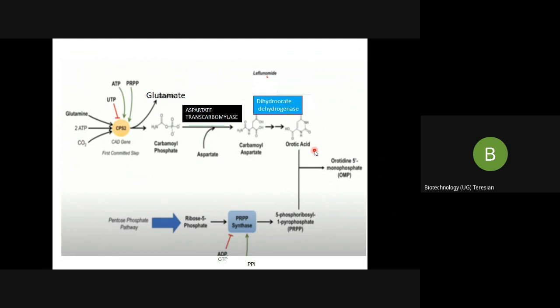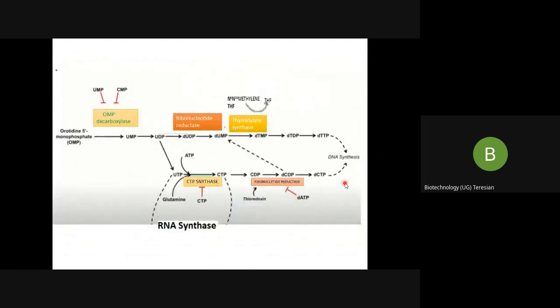Simultaneously, you can see that the pentose phosphate pathway, which occurs in your body, produces ribose 5-phosphate, which is converted into 5-phosphoribosyl 1-pyrophosphate. In short, it is termed PRPP, in the presence of the enzyme PRPP synthase. The PRPP then combines with orotic acid to form orotidine 5' monophosphate, which is known as OMP. The OMP is then converted to uridine monophosphate in the presence of OMP decarboxylase with the removal of carbon dioxide.